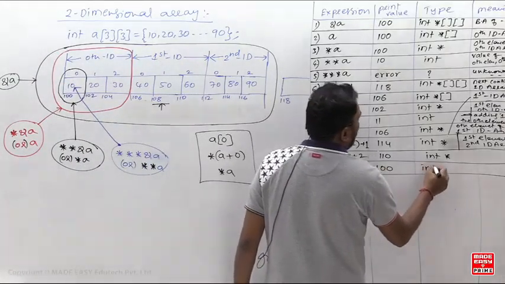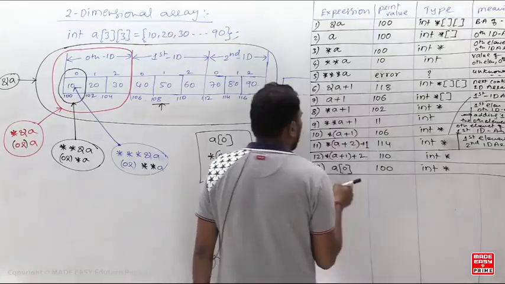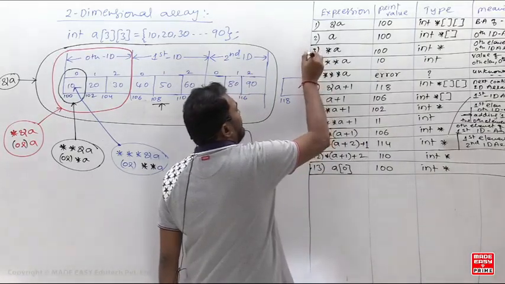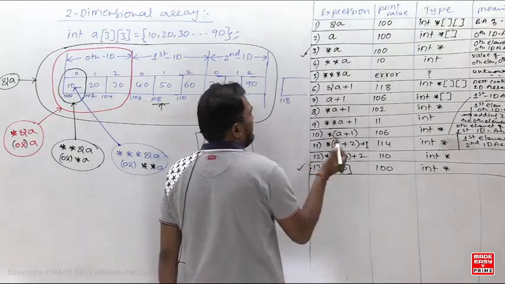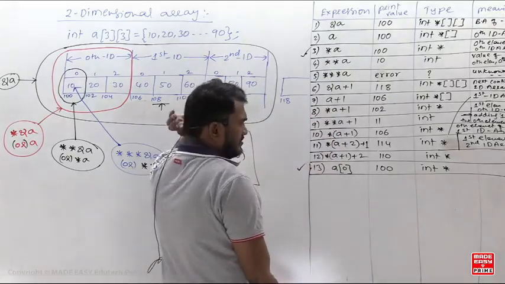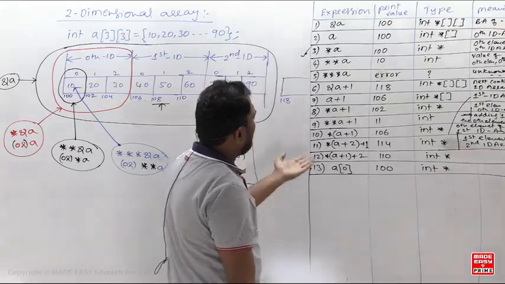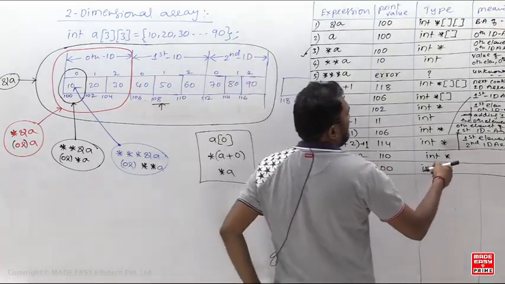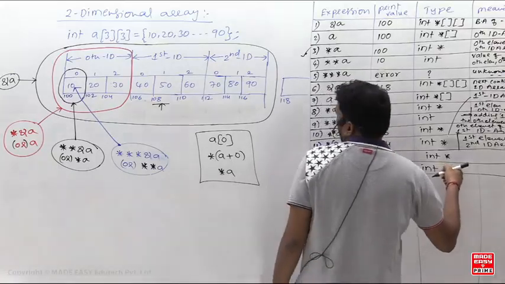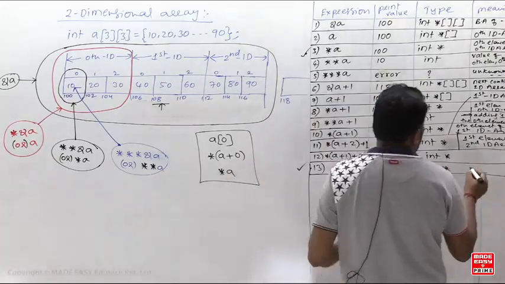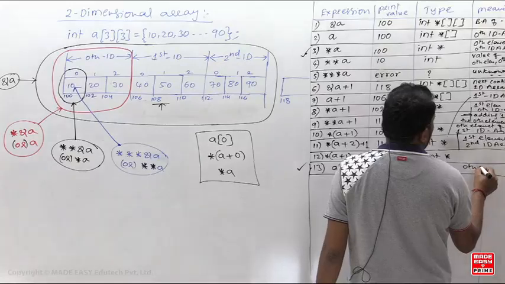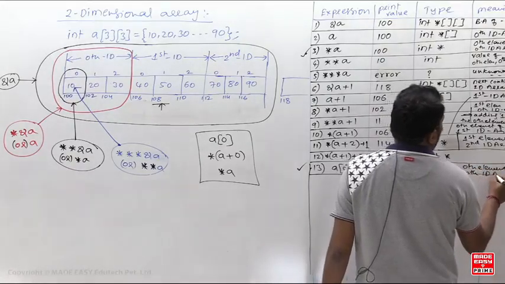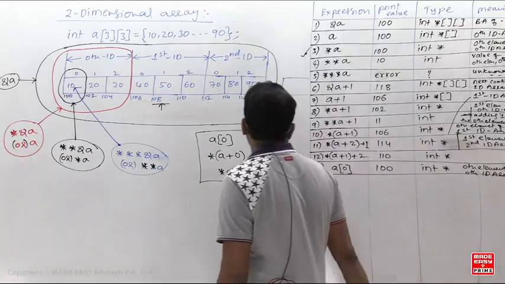But the type is int star. So A of 0 is exactly the same as star a. Star a, number 3 and number 13 both are exactly the same. So the print value is 100, the type is int star. Now tell me the meaning. Base address of what? Base address of the 0th element of the 0th 1D array. Why are you confusing?